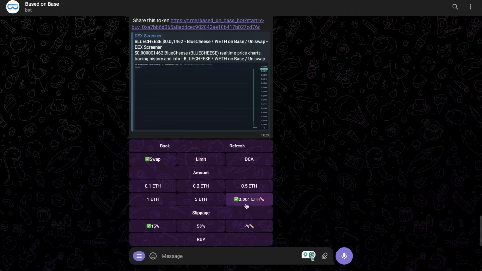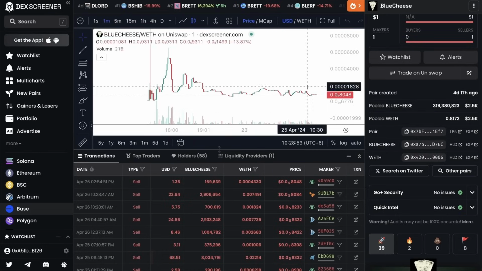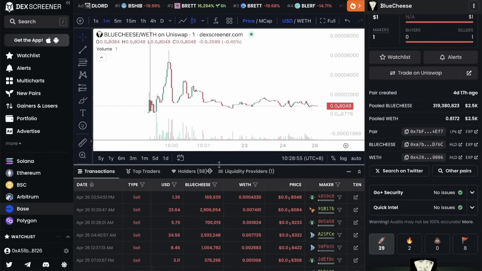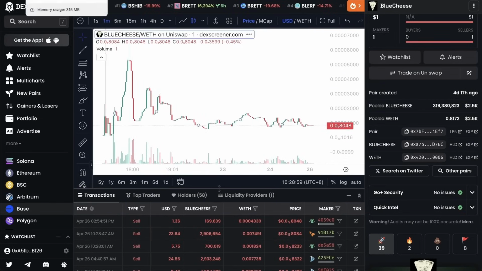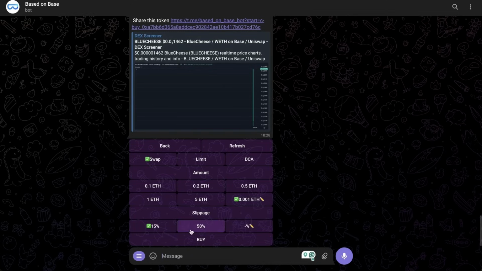Now it's updated. Here, the slippage is how much you accept the price to move for your transaction. Because if you try to buy a quite big amount, maybe you are going to move the price by more than 15%. I don't think it will be the case here. So I'm going to leave it at 15% and I will click buy.